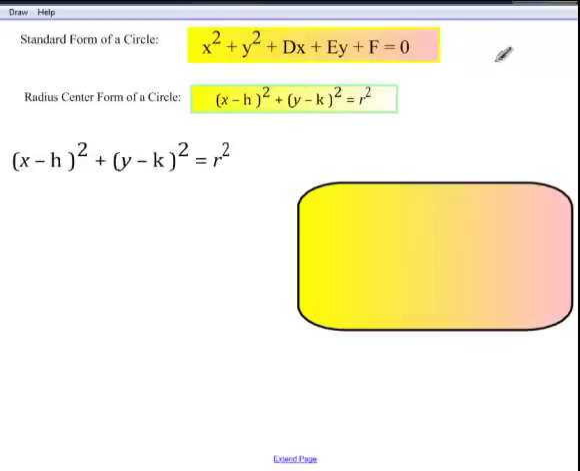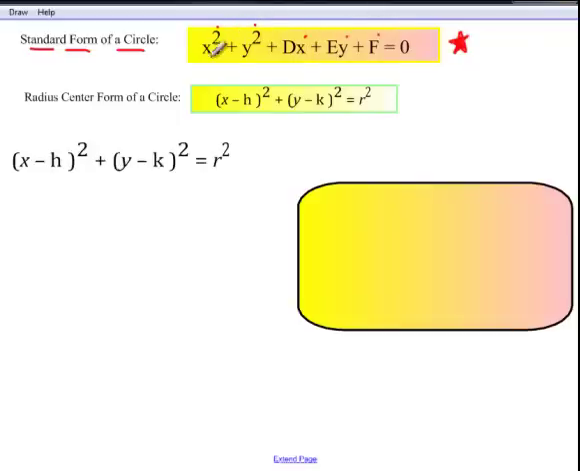Okay, this is the new form for a circle. It's called the standard form of a circle. And it's standard form because we can see that our exponents are decreasing. Twos, ones, nones in order.